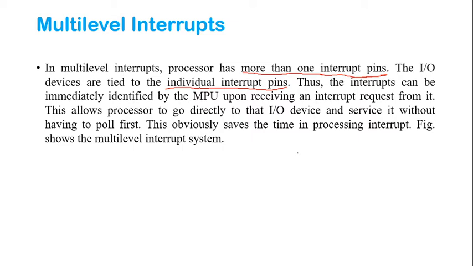Thus the interrupt can be immediately identified by the MPU upon receiving an interrupt request. Whenever a device gives an interrupt, the MPU identifies it immediately, and this allows the processor to go directly to that input output device and service it without having to poll first, because we have separate pins for all the input output devices. So this obviously saves time in processing interrupts. The figure shows the multi-level interrupt system, so let's see the figure also.